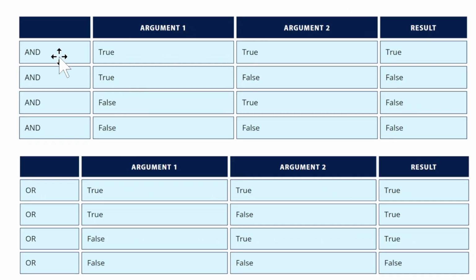So this is a good chart to remember. The only one with and that's true is when both are true. The only one with or that's false is when all are false. That's the only way you get false.